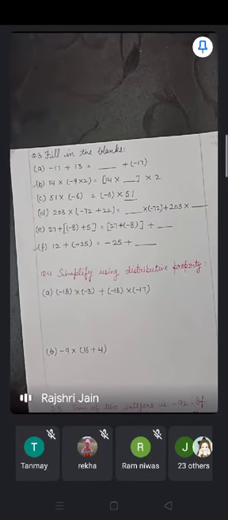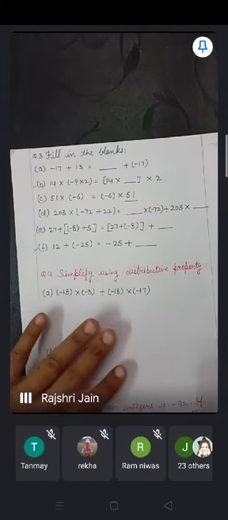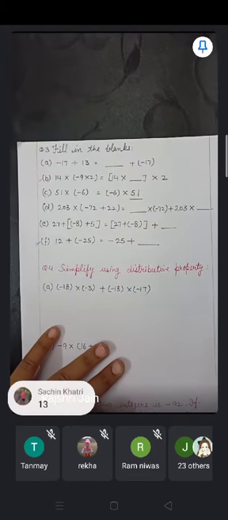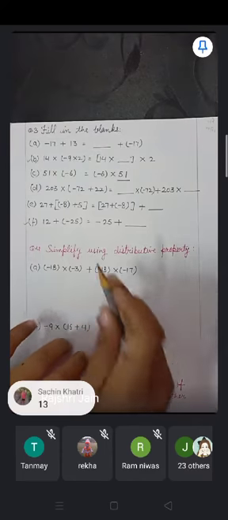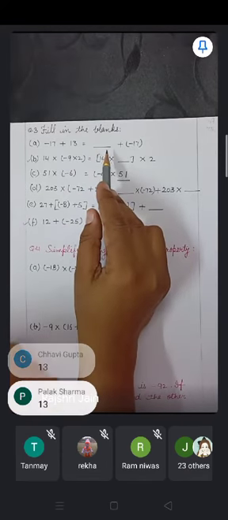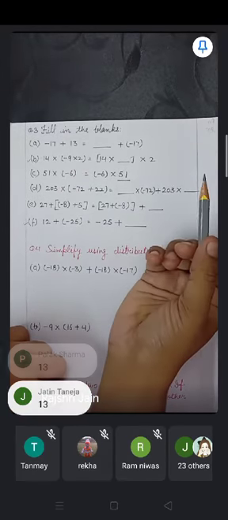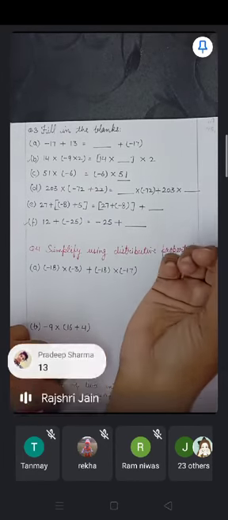Fill in the blanks. You have to just fill the blanks. You can see 6 parts are there in this question. So what you have to do, you just have to fill these blanks. You have to identify the property and then you can write the correct answer.